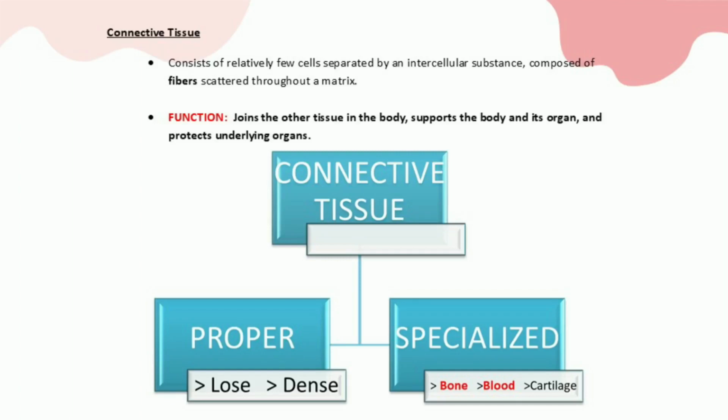Connective tissue is made up of cells, fibers, and a gel-like substance. Like all types of tissue, it consists of cells surrounded by a compartment of fluid called the extracellular matrix. Connective tissue can be divided into two groups, which are proper and specialized. But today we are just going to focus on the specialized connective tissue, bone and blood. So the first one is bone.